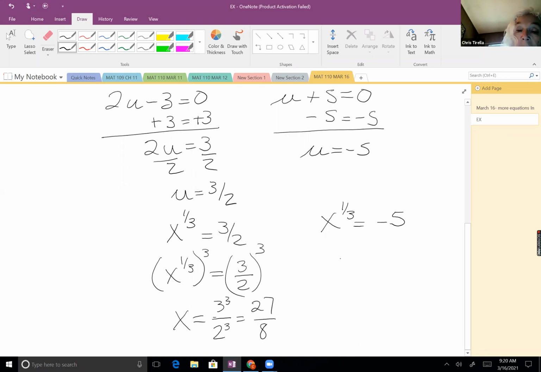And over here, if I raise both sides to the reciprocal power, again, the reciprocal of 1/3 is 3, I get x equals -125.